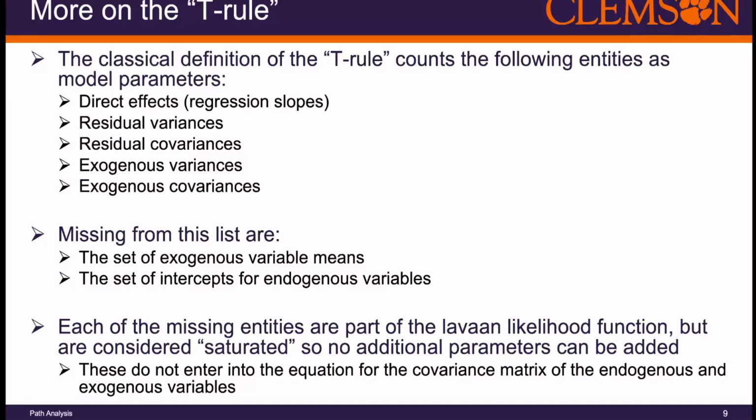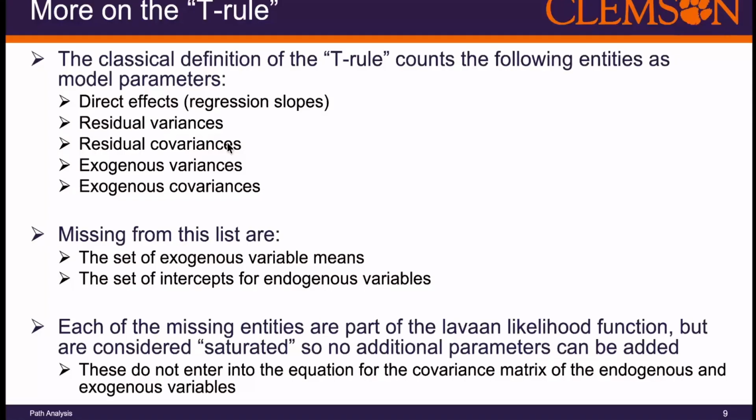Now, the classical definition of the t-rule counts the following parts of the model as model parameters. So we get the direct effects, those are regression slopes. We get residual variances. We have residual covariances. We have exogenous variances. And we have exogenous covariances. So this is the variances and covariances of the variables that are not being predicted. We have the residual variances and covariances of those that are.